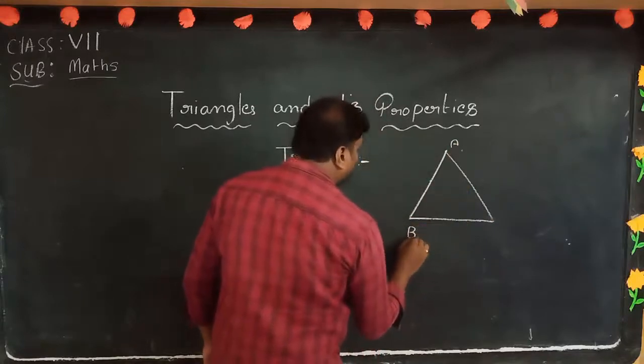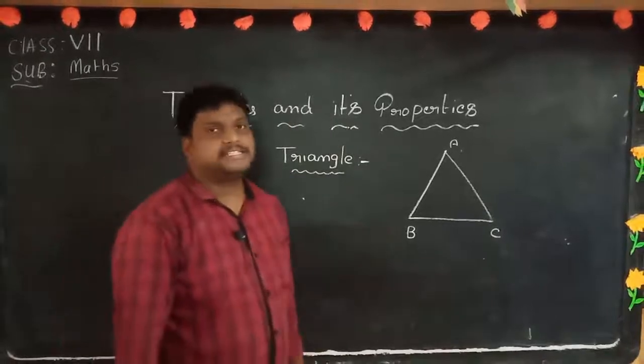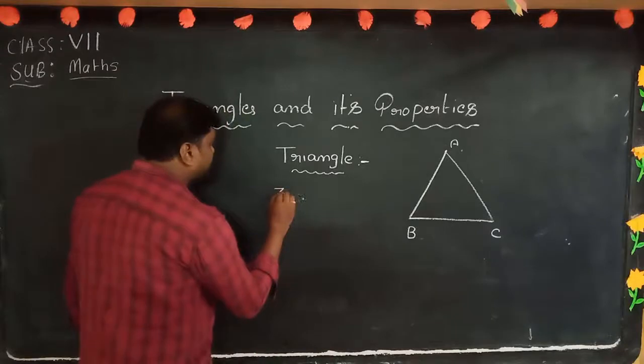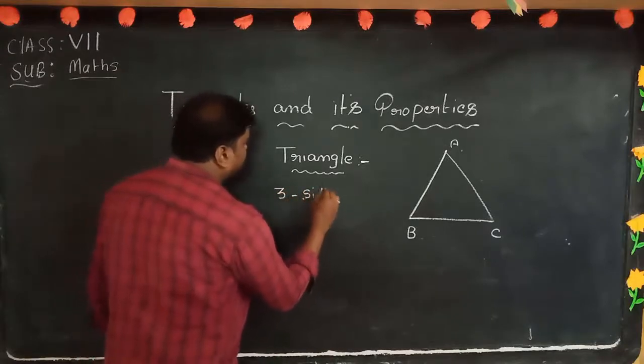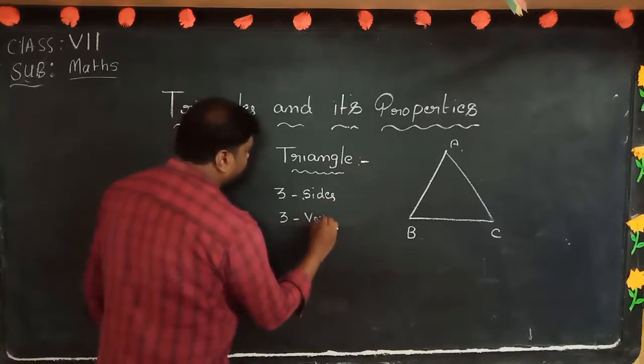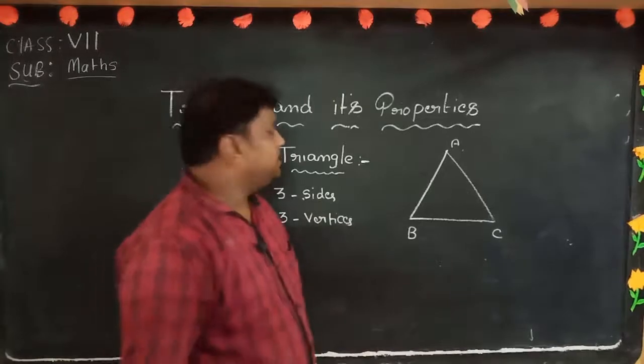Triangle is having 6 elements: 3 sides and 3 vertices.